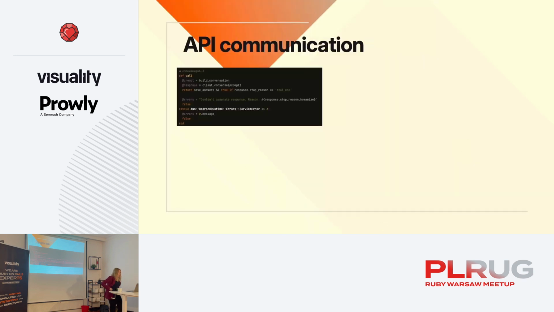First of all, when I was developing the actual feature, I once again wrote a service in Ruby on Rails. I will explain it shortly. First of all, we are building a conversation, and when we have it built, we are sending a message to Bedrock, and if everything is fine, we are saving the answers and returning information that it is fine, and if it's not, then we just say that we couldn't generate a response for some reason.